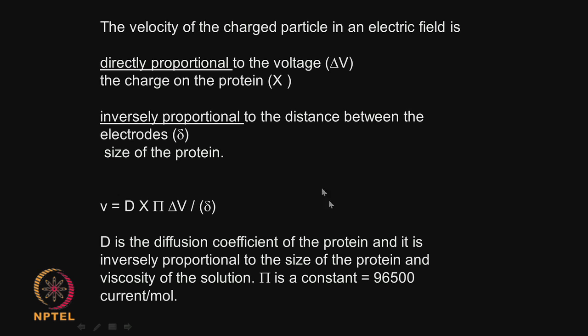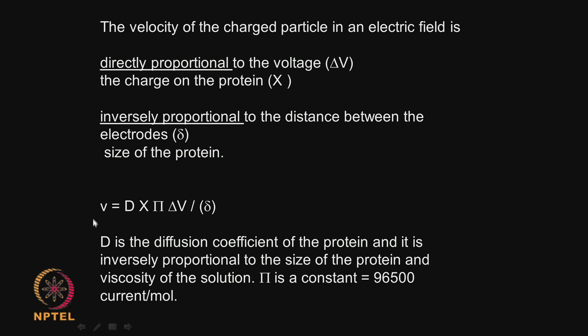slower. So, the velocity of the charged particle in an electric field is directly proportional to the voltage and the charge on the protein. So, higher the voltage, higher will be the velocity. The same protein can have different charges. It is inversely proportional to the distance between the electrodes, how far the electrodes are placed, and also the size of the protein. So, the larger the protein, the velocity will be lower; the smaller the protein, the velocity will be faster.